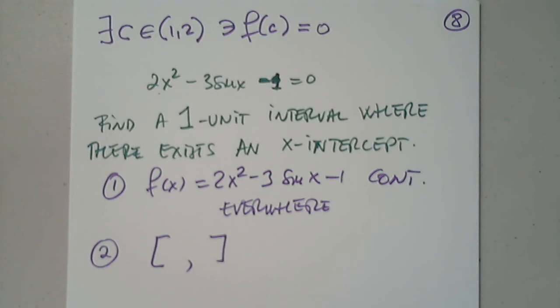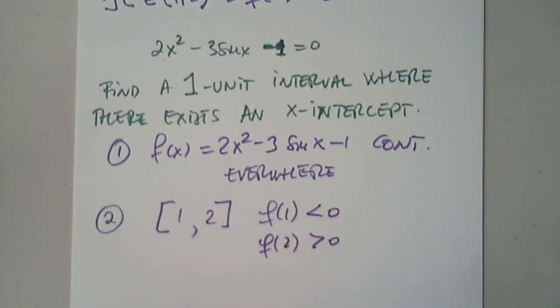So I already have it here from the previous function because I plugged in 1 and 2. So obviously there is an x-intercept between 1 and 2. That's all I needed to find. So I'll say 1, 2. I'll go back and write that f of 1 is negative, f of 2 is positive. That's all I need. And what if I didn't get this?